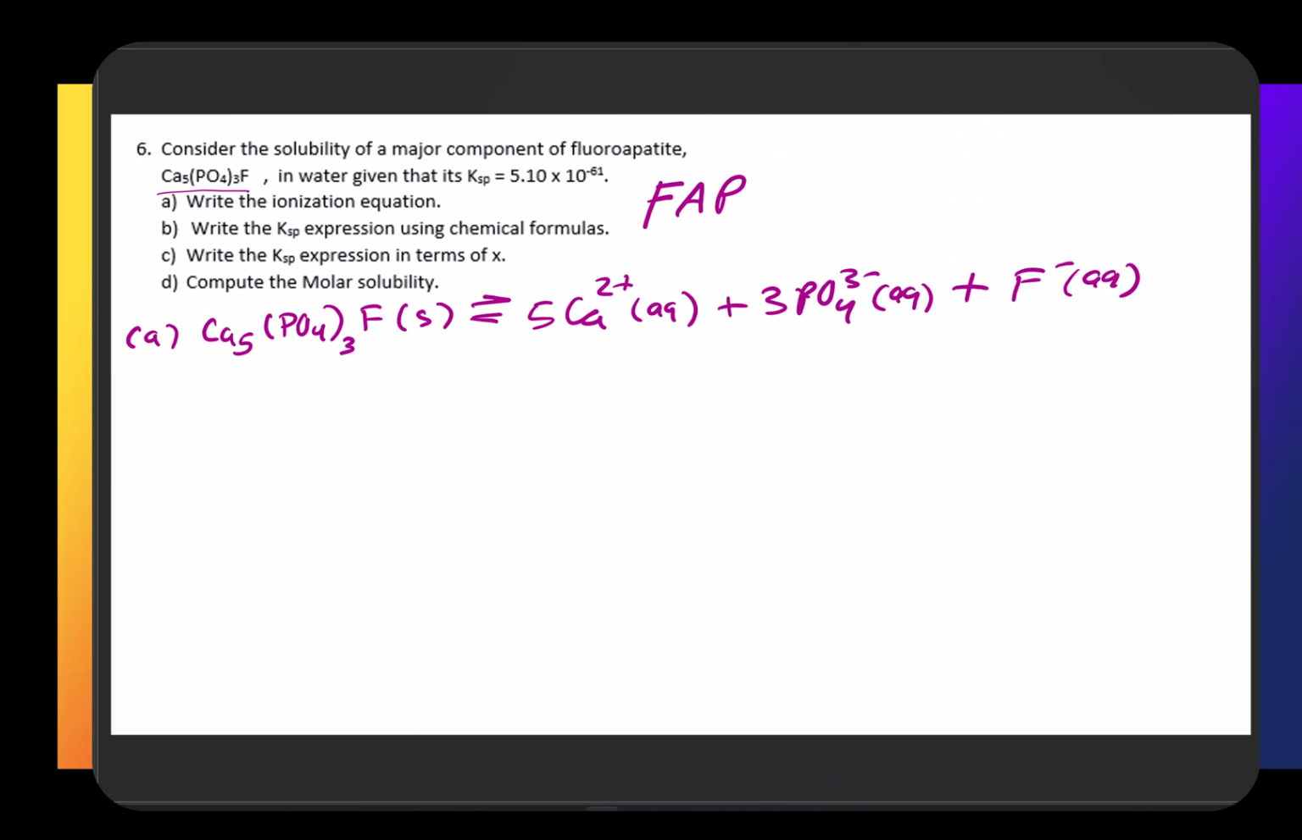Alrighty, so then our corresponding KSP is going to be 5 times 10 to the negative 61. Notice that the KSP is a lot lower than for HAP. HAP was around 10 to the negative 37. This is 10 to the negative 61. So the reason for using these fluoride rinses is that the fluoride can actually go into the tooth enamel and substitute for the hydroxide, giving a less soluble compound, protecting the tooth enamel.